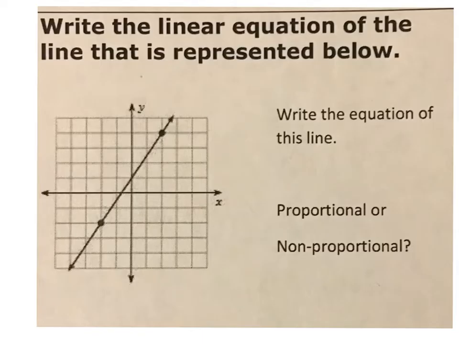The next question says, write the linear equation of the line that is represented below. All that's saying is, what is the y equals mx plus b? A linear equation always equals y equals mx plus b. That's what they're talking about. So you have to figure out the m and the b. We'll start with the y-intercept, which is b. I look at my y-axis, and I see that my line crosses the y-axis right here at this point. That's at 1, so b equals 1.